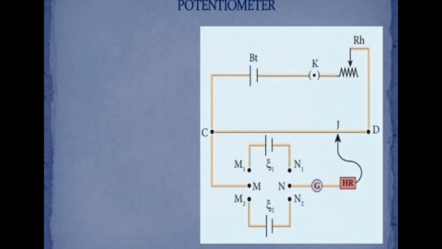So now we are going to see the comparison of EMF of two cells. So using that potentiometer, we can compare the EMF of the two cells. So this is a practical one. Practical you will do and see. So comparison of EMF of two cells. So how can we compare the EMF of the two cells? So we can take the potentiometer. So this is a circuit diagram of the potentiometer.